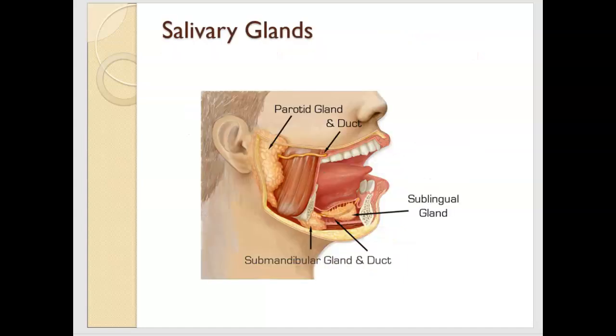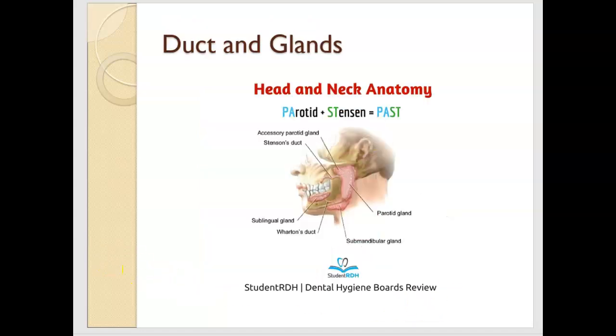Then we have salivary glands. There's parotid gland, submandibular gland, sublingual gland, and there's glands and ducts also. Right here is the Stensen's duct in the parotid gland and the Wharton's duct in the submandibular gland.